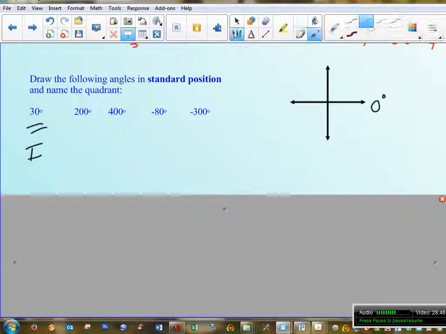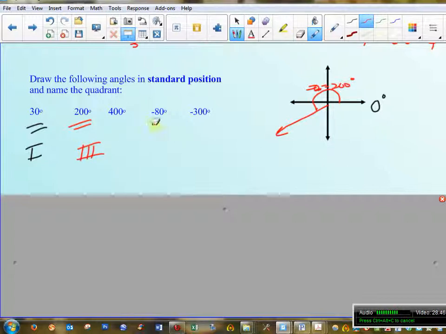Moving on to the 200-degree angle, I'm going to start at 0. It's a positive number, so I'm going to go up. I'm going to go past 90. I'm going to go past 180. And then I need to go about another 20, and then I'll stop, and then it'll be time to put my ray in there. And I'll label that theta is equal to 200 degrees. We're going to be using the variable theta. It's a Greek letter. So we end up here in quadrant 3.